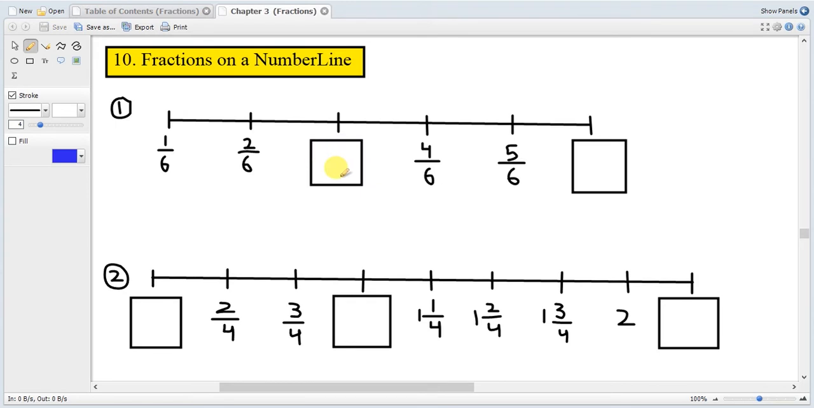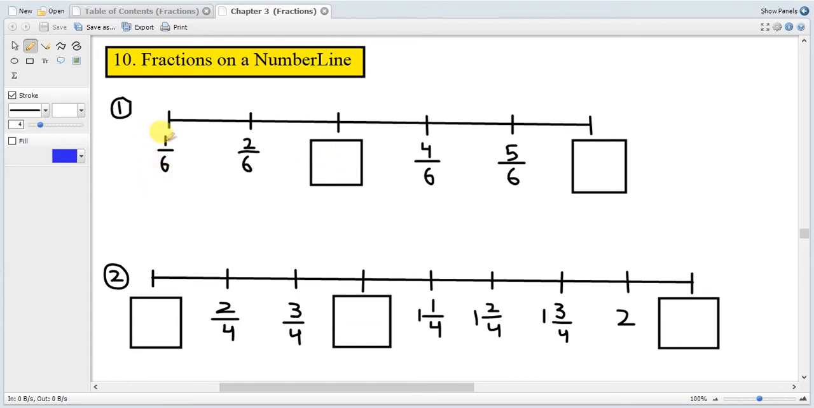Let's begin. So, fractions on a number line. Here we have question number 1, and we have to solve these boxes. There are certain values that should be inside these boxes. We have to find out what those values are.